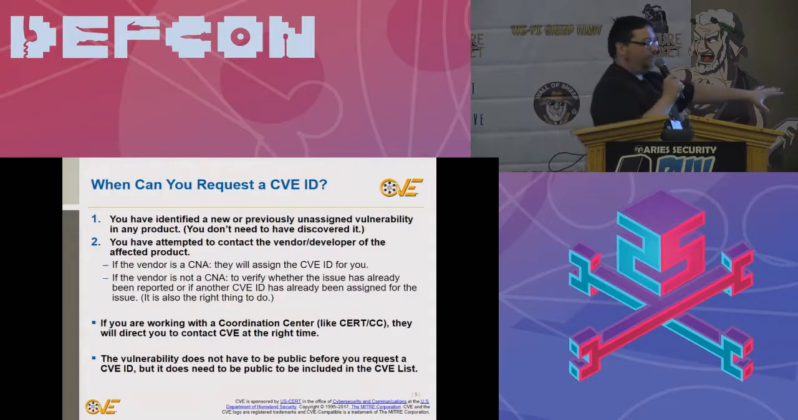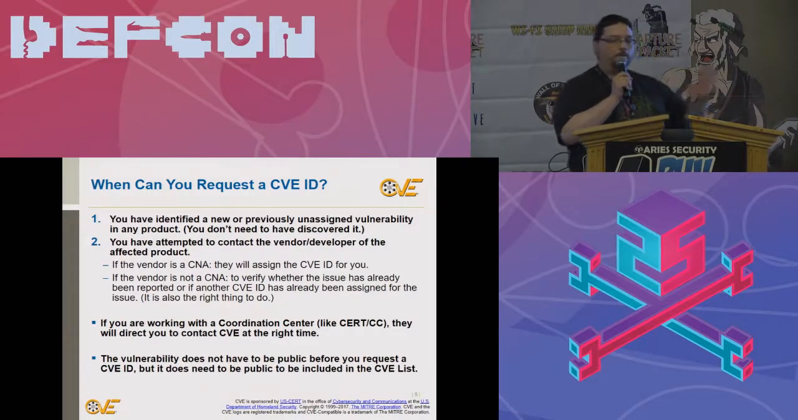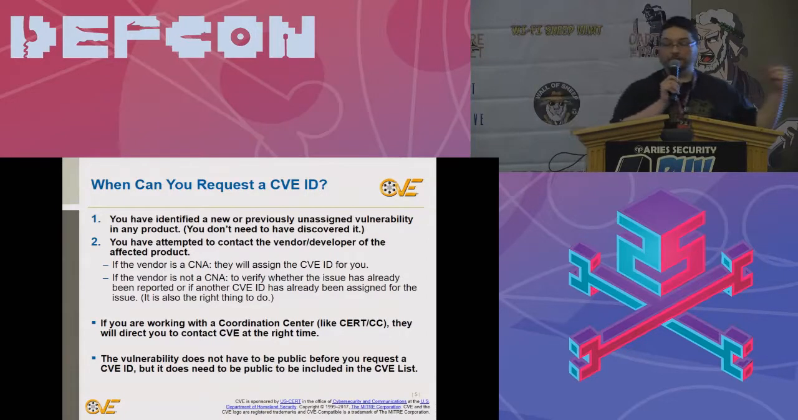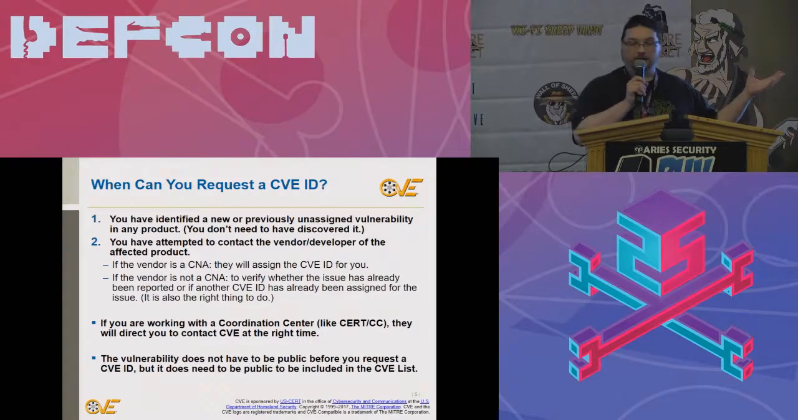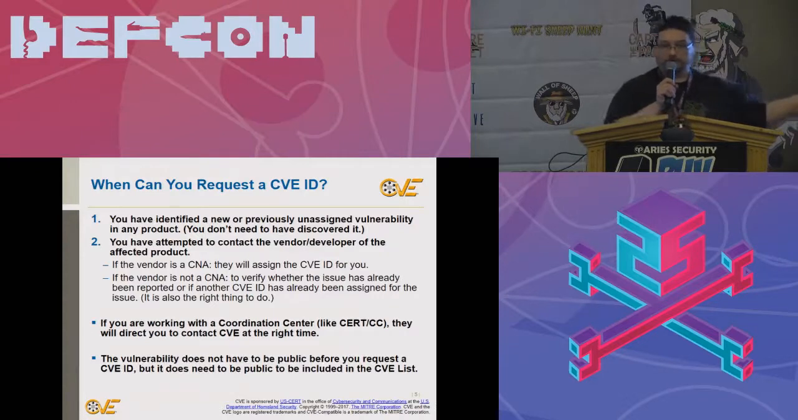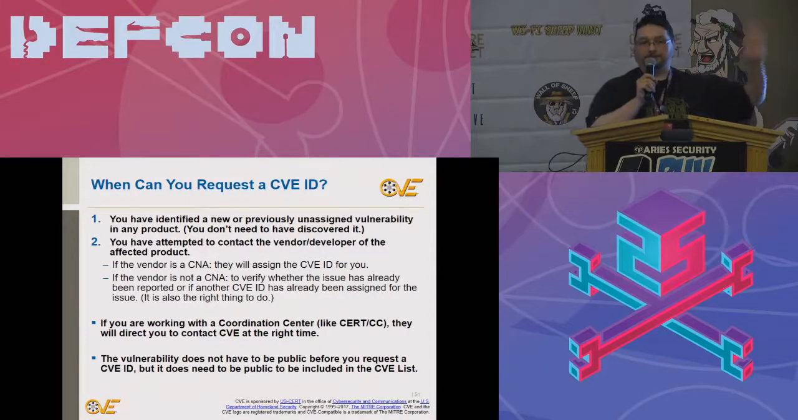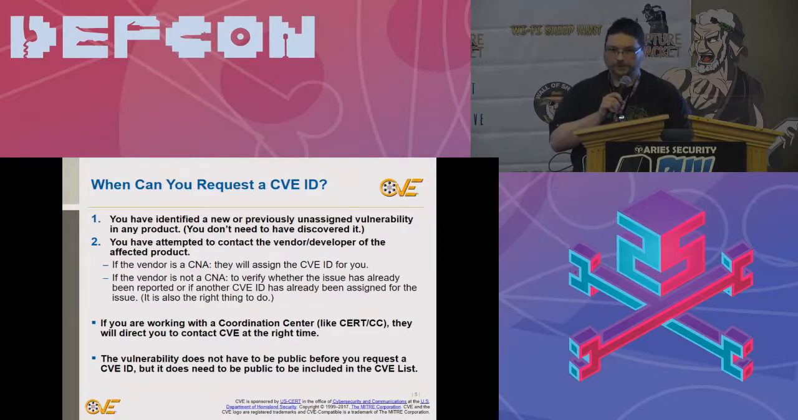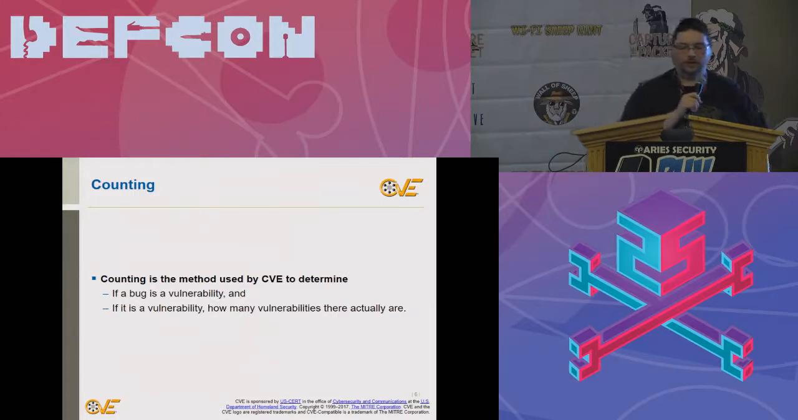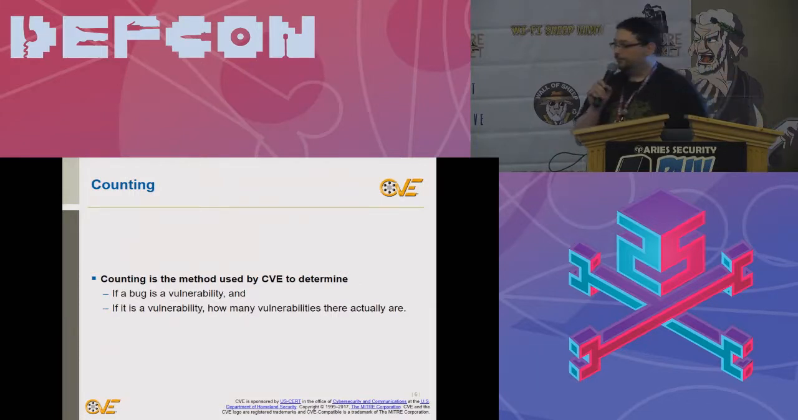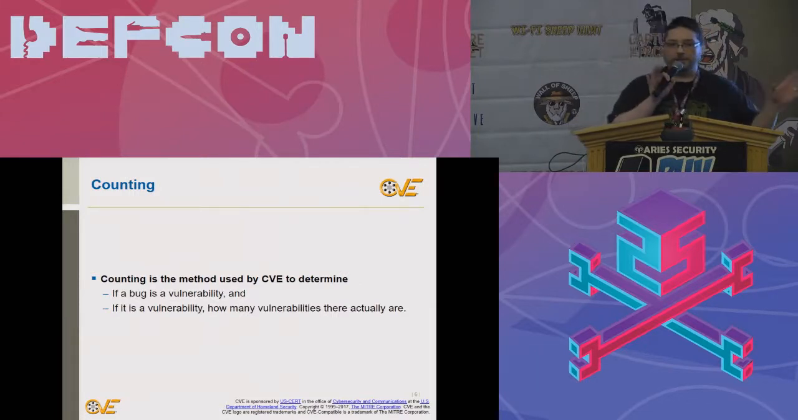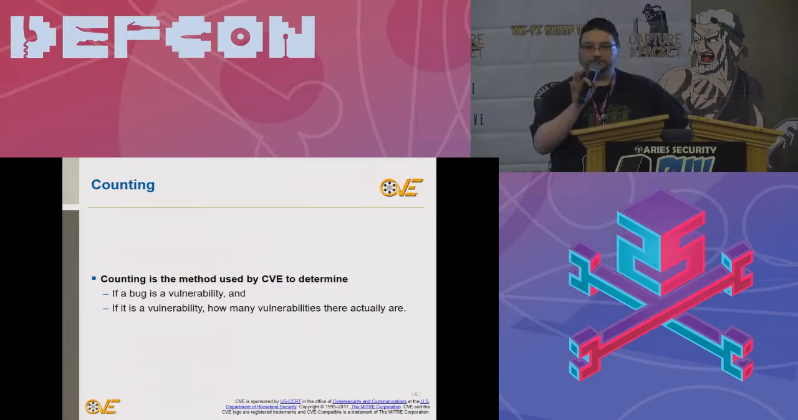So you can ask for it as soon as you realize it'll need one, but it won't get published publicly until the information's been publicly given out as part of the disclosure process. Okay, so you don't have to wait, but until it's public, we don't put it in our list. Okay. All right. So before I move on, any questions about any of that?